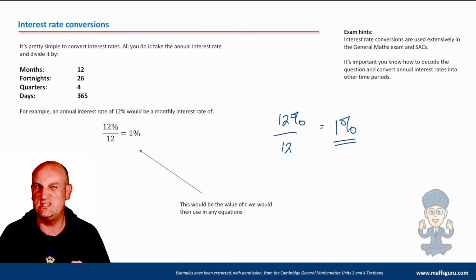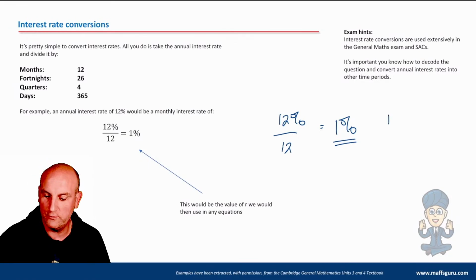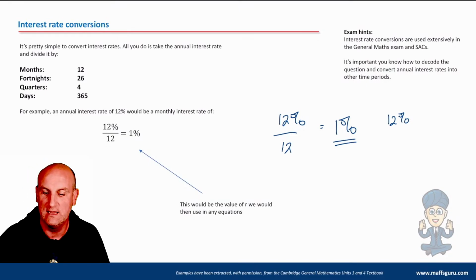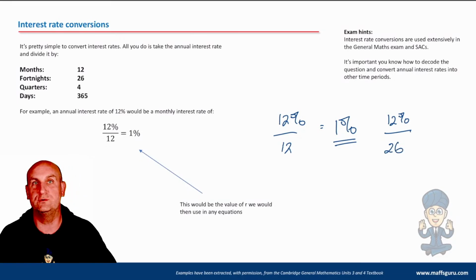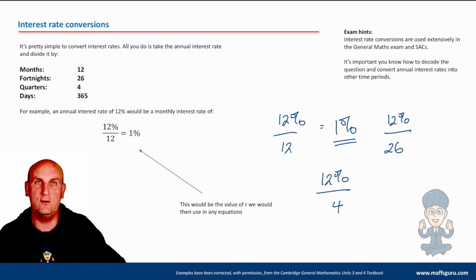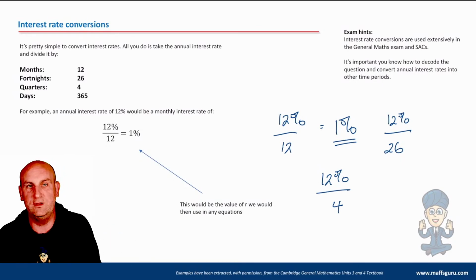But what about if they actually paid interest per fortnight? Well, in that situation, I would do the nominal interest rate, and again, I'll come back to that in a moment. That's a yearly interest rate, my per annum interest rate, and I would divide that by the number of fortnights. That goes 26, so 12 divided by 26. If I had quarters, 12%, I would divide it by 4. Which would mean I would get 3% every quarter.